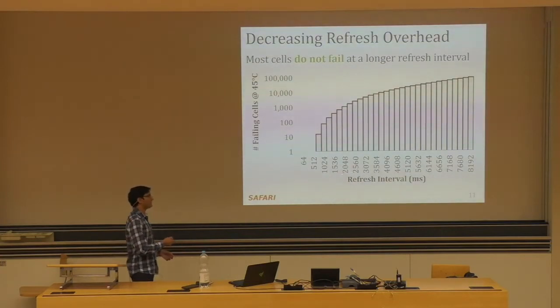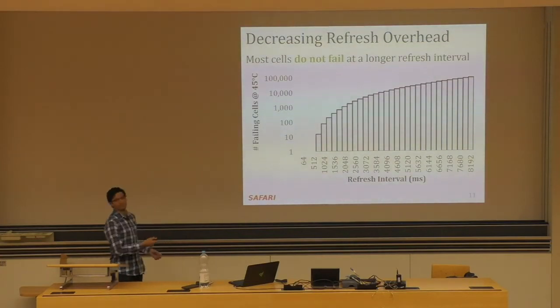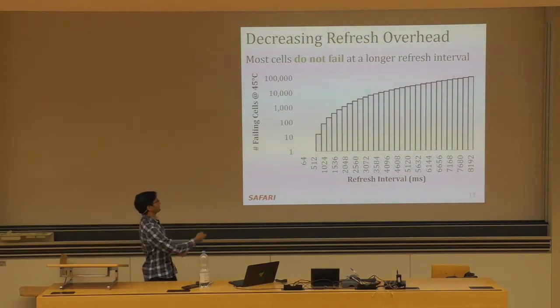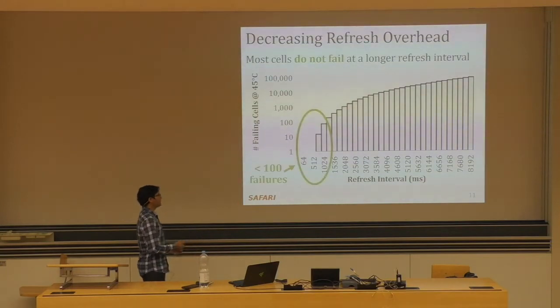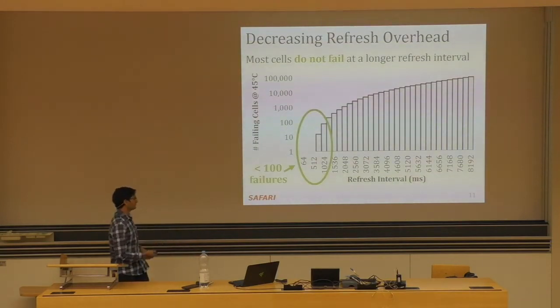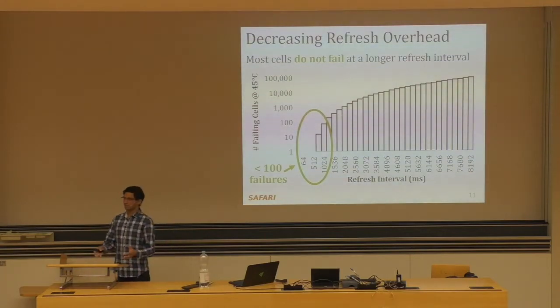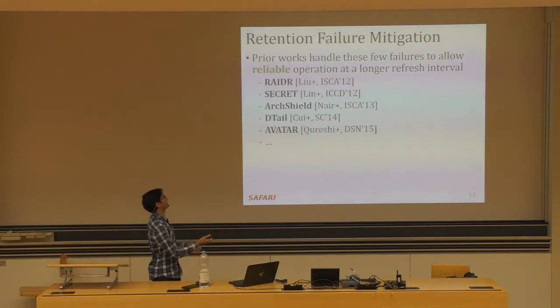However, as we begin extending the refresh interval, we get more and more cell failures, right? And because it's a log axis, these small changes are relatively significant, right? So if we just focus on the left-hand side of this plot, we see that for very modest increases in the refresh interval, we actually have very few failures, less than 100. And given that a DRAM device has hundreds of billions of cells, this is not too many. And we actually have ways to manage these failing cells. And so this leads us into retention failure mitigation.